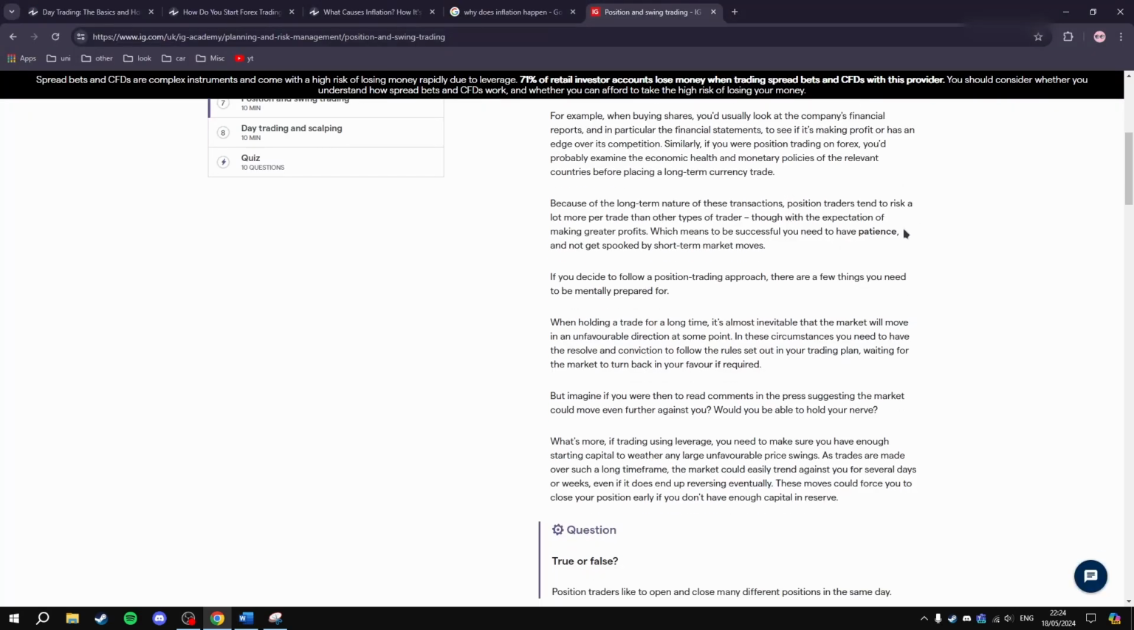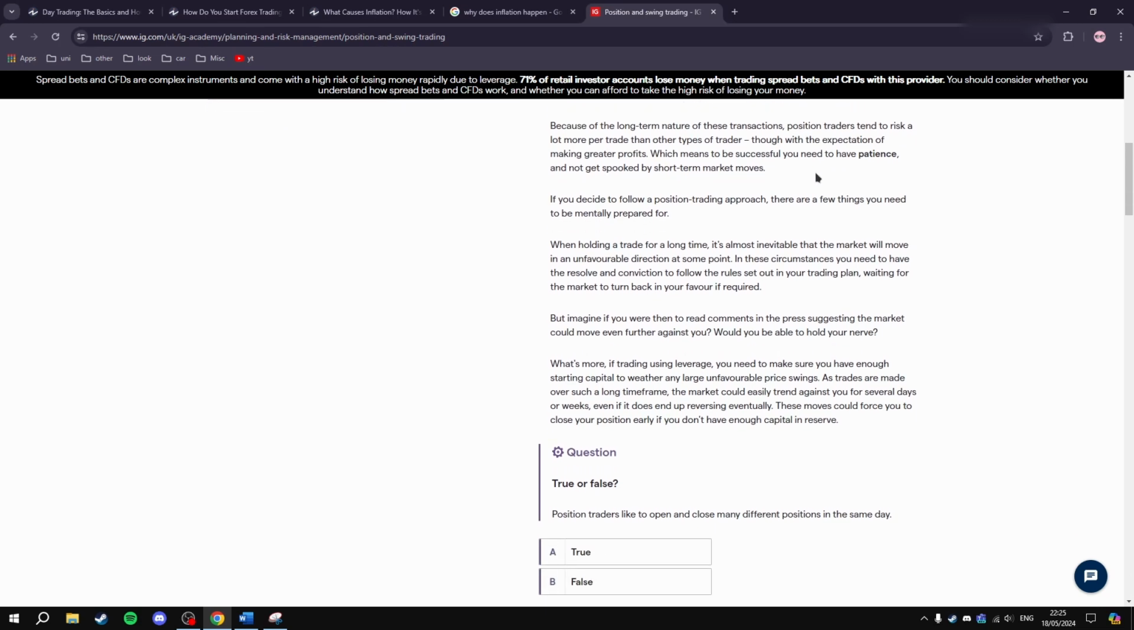For example, when buying shares, you usually look at the company's financial reports and in particular the financial statements to see if it's making profit or has an edge over its competition. Similarly, if you're position trading on Forex, you'll probably examine the economic health and monetary policies of the relevant countries before placing a long-term currency trade.